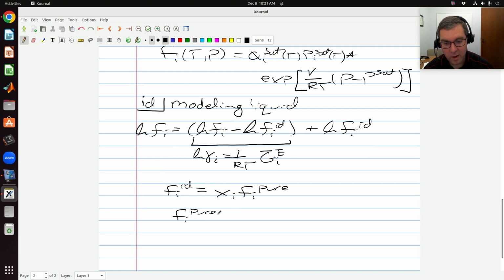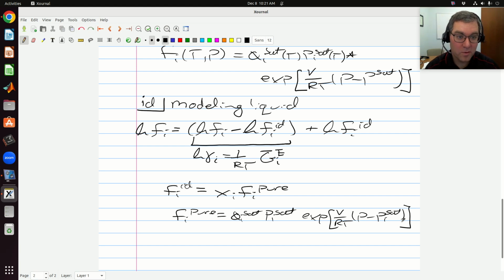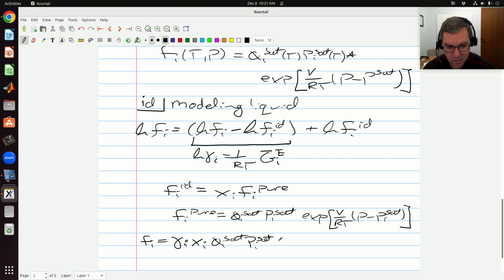For completeness, to calculate Fi pure, the fugacity of pure component i at a given temperature and pressure, just to write it out without our functional dependencies, it'd be phi sat times P sat, pure component system at vapor-liquid coexistence, times my Poynting correction, where if it's an incompressible fluid, that's V over RT times (P minus P sat). We do similar tricks as when we derived Raoult's law. So putting it all together, Fi is equal to gamma i times xi times Fi pure, which is this, times phi sat times P sat, times Poynting.